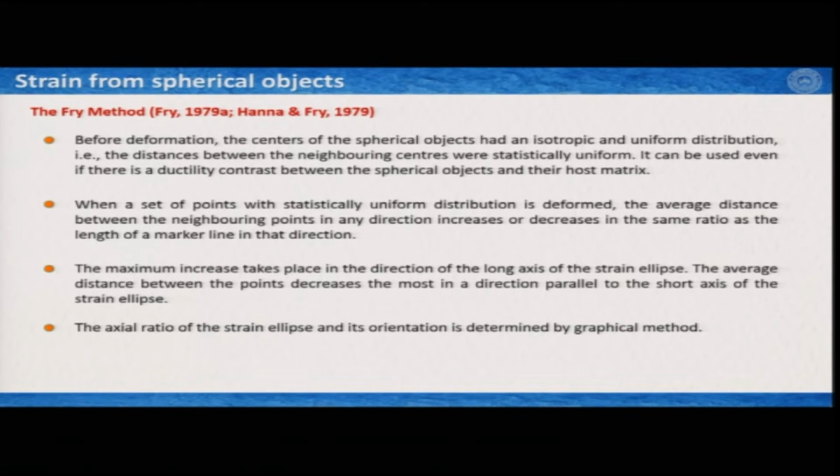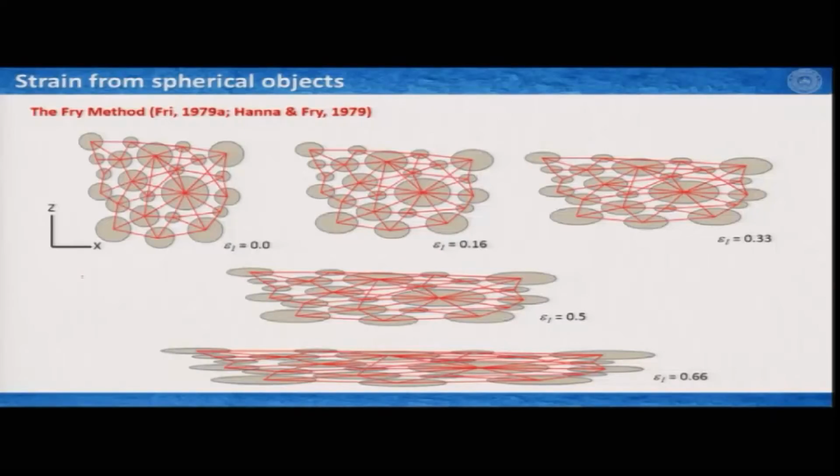The axial ratio of the strain ellipse and its orientation is determined by a graphical method, which is the Fry method. So, what is written here, try to understand this in an illustration. What we see in this illustration is that I had some spherical objects which are now spheres in 2 dimensions. This is my x direction, this is my z direction.